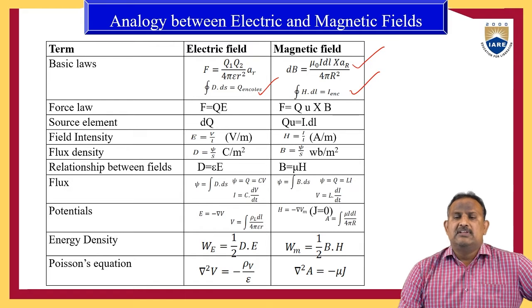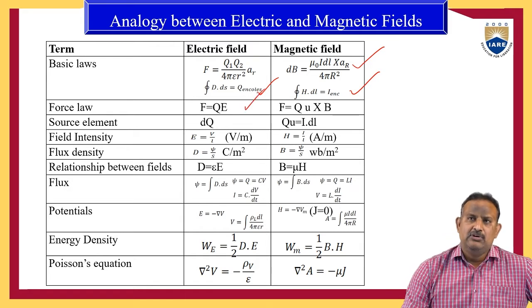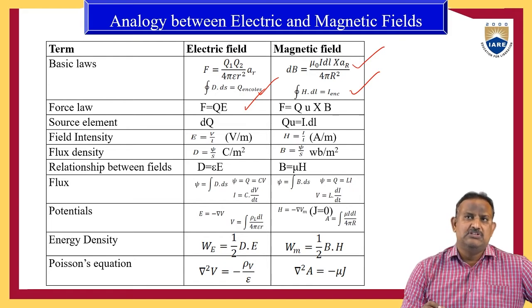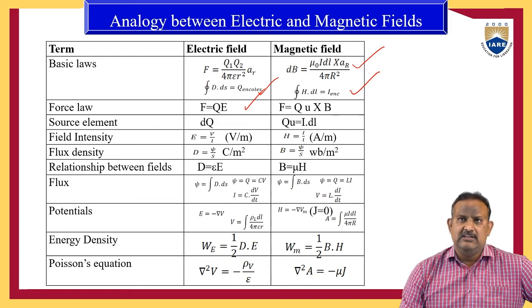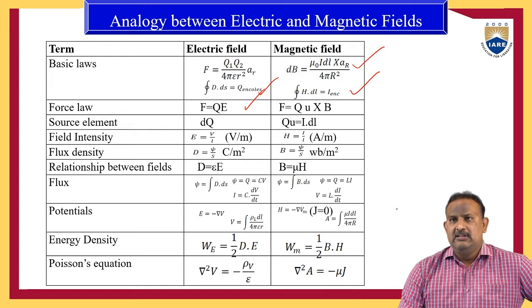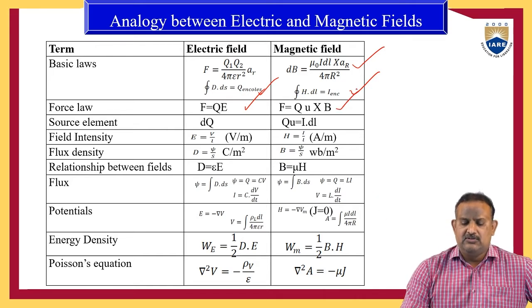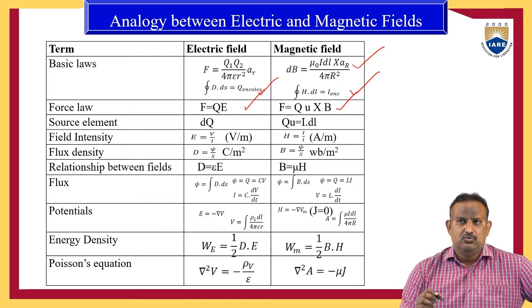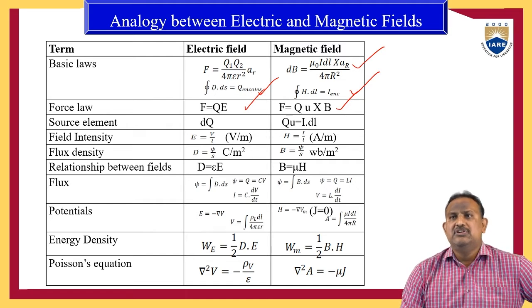Coming to the force law, in the electric field, force F is equal to Q into E, where Q is the charge and E is the electric field intensity. Coming to the magnetic field, the force F is equal to Q into U cross B, where U is the velocity of the charge.